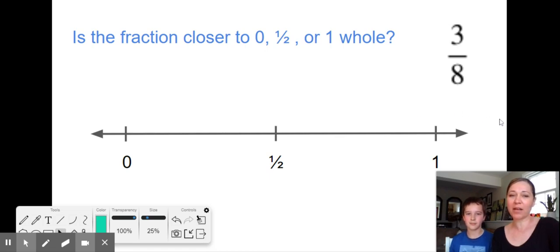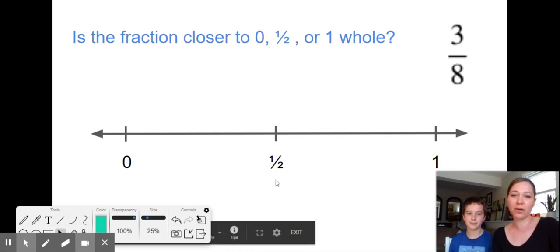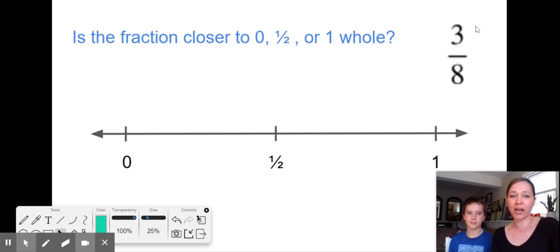Okay, so we're going to be thinking about the number line and these fractions that I have up here in the corner to try and think about where we would put them on the number line. Is the fraction closer to 0? Is it closer to 1/2? Or is it closer to 1? So we're going to give you a little bit of think time to think about this fraction, 3/8, and what part of the number line it is closer to. If you want to pause the video to give yourself more time on any of these, you can do that.